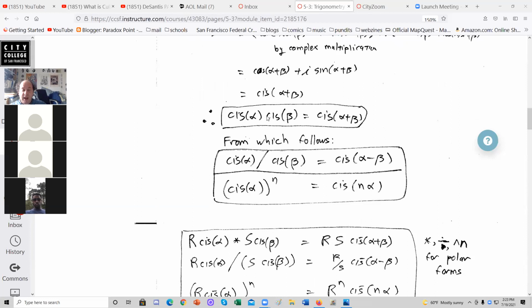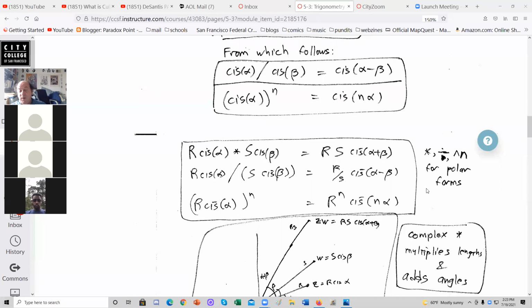Now, if multiplication of cis's add the angles, then dividing cis's is subtract the angles. Cis alpha divided by cis beta is cis of alpha minus beta. And since powers are repeated multiplications, then cis alpha to the nth power is a multiplication of the angle, cis at n times alpha.